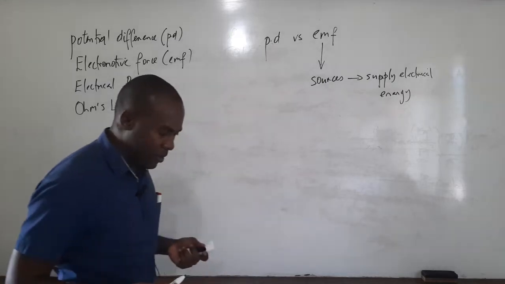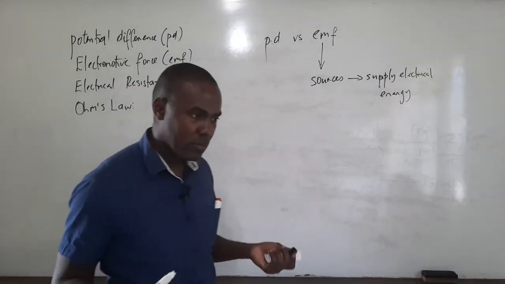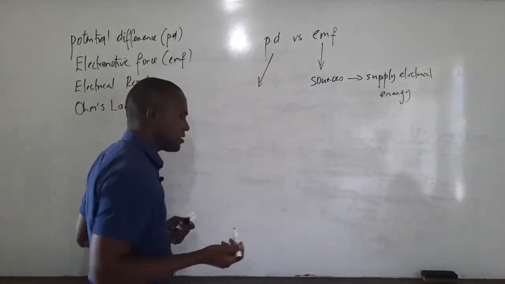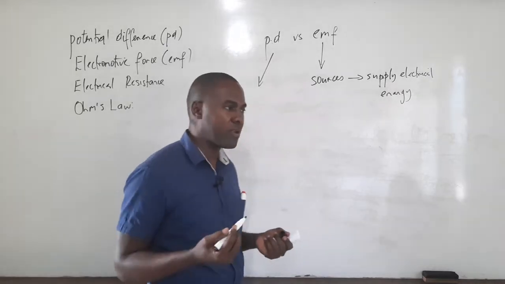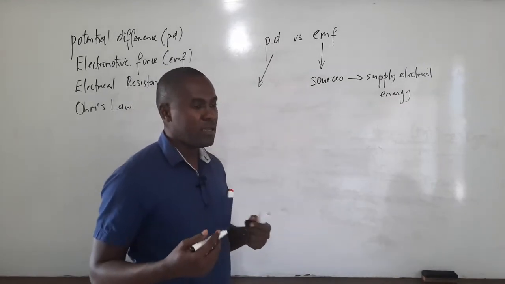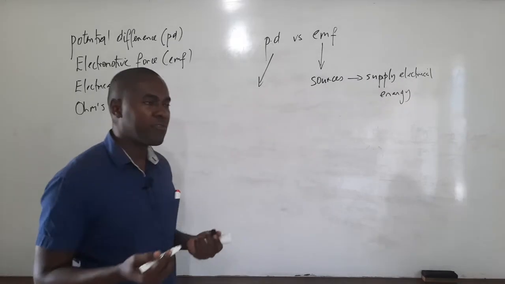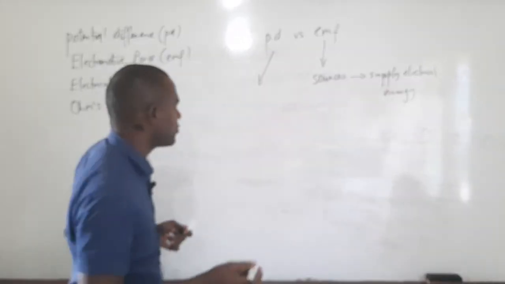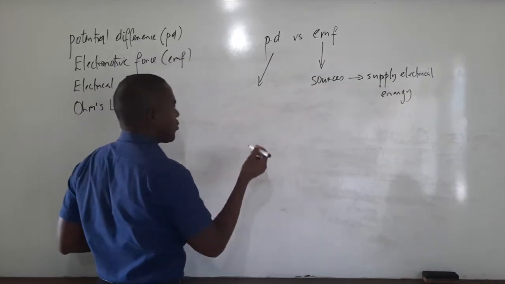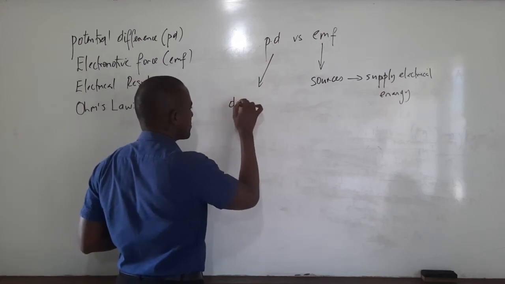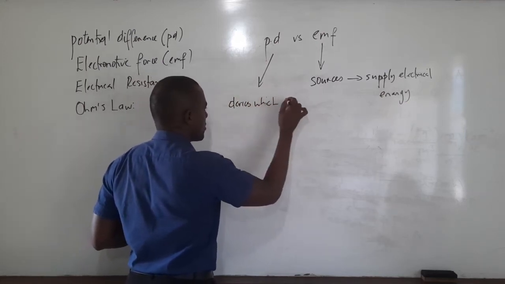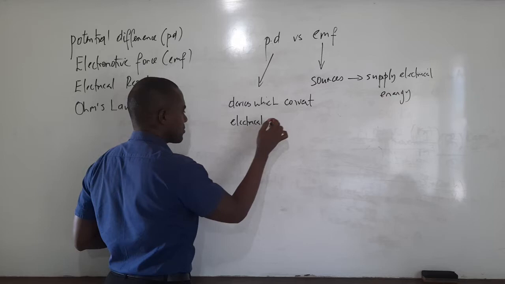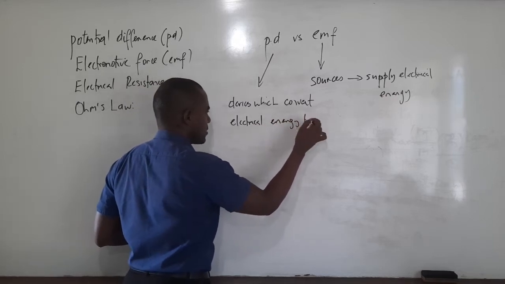Now, when we talk about potential difference, commonly referred to as voltage, or PD, we generally refer to devices or circuit components which do the reverse. They use up electrical energy and convert it into other forms of energy such as light, sound, heat, etc. So PD refers to devices which basically convert electrical energy to other forms.